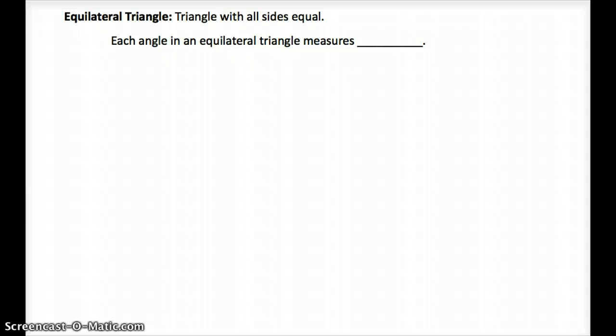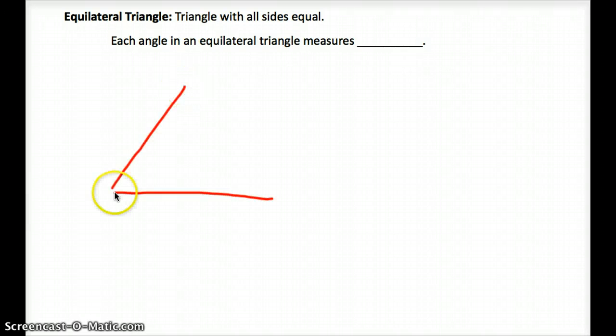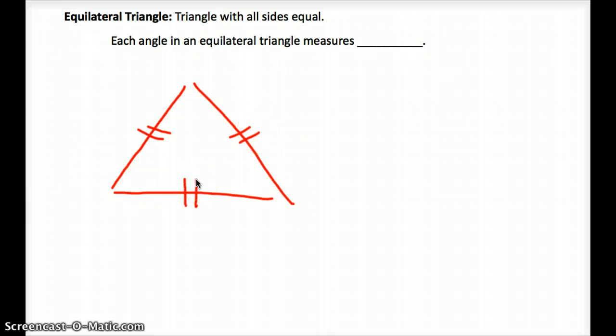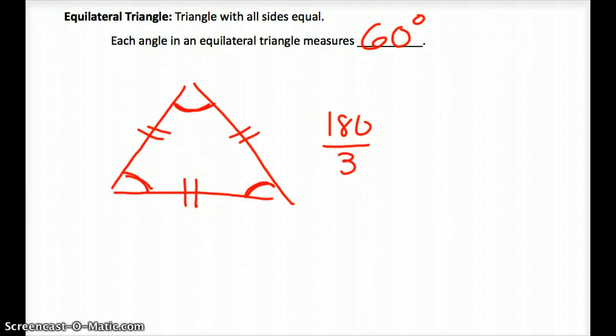Oh, we can't forget about the equilateral triangle. Equilateral triangle, you know all sides are equal. So here's my equilateral triangle. All my sides are equal. Then you have an equiangular triangle. So then the angles are equal. And so if the angles are equal, I have 180 degrees, and I'm going to split it equally. Each angle is going to measure 60 degrees. So if I have an equilateral triangle, I have the equiangular triangle, and all the angles are equal.